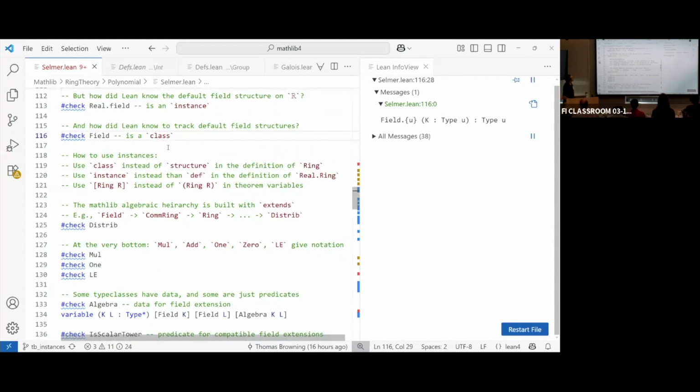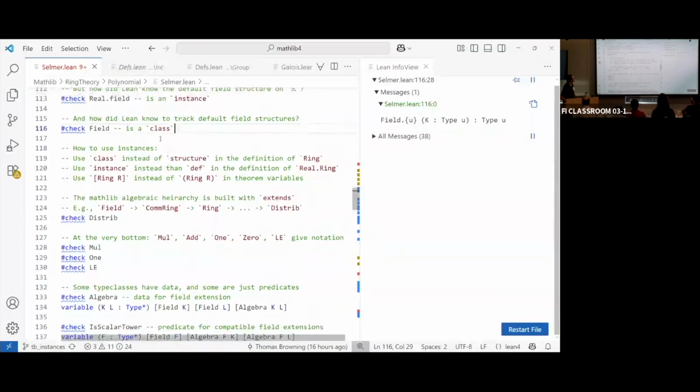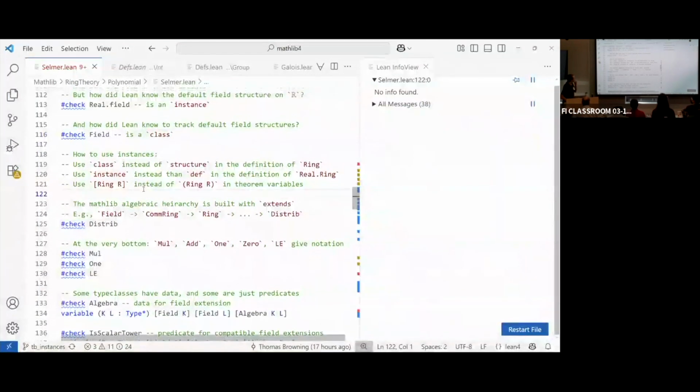So Mathlib is very carefully curated. We make long, lengthy deliberations about which things should be classes, which things should be instances, and we try to make sure everything runs very smoothly so that you can prove the math that you want to prove. Okay. So in terms of the Mathlib algebraic hierarchy, it's built out of these classes.